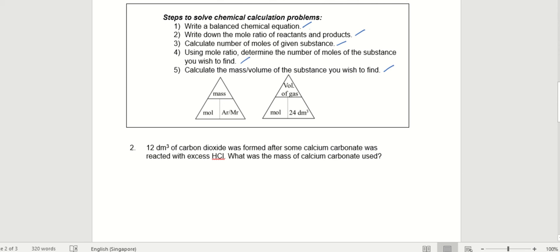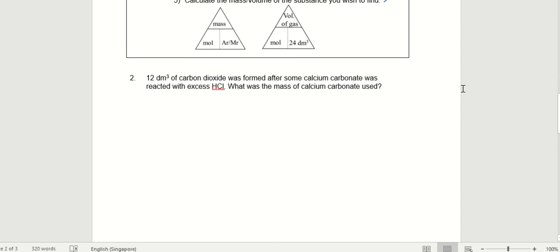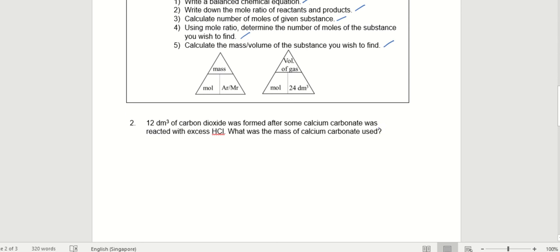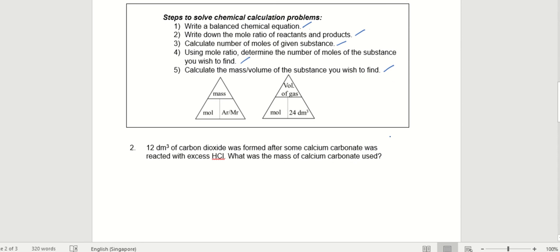Okay, so let us take another example for this set of problems. Number 2: 12 dm cube of carbon dioxide was formed after some calcium carbonate reacted with excess hydrochloric acid. What mass of calcium carbonate was used? Okay, so in this case, we need first of all to actually write down the chemical equation, which is step 1. We write a balanced chemical equation.